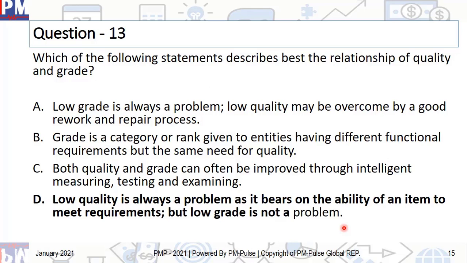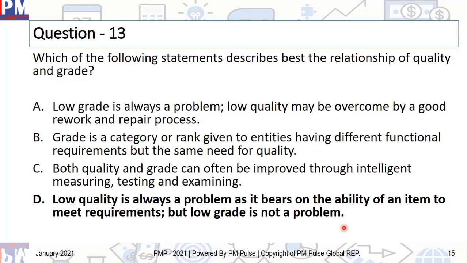You see, if you look at every other option, you'll realize that grade is just a different requirement. There's nothing wrong if you have a different grade. Low grade, high grade doesn't really make a difference, depending on which kind of requirements it contains. But quality, within the grade or whatever it is, means non-conformity to requirements or lack of fitness for use. That's a problem with quality. And therefore, low quality is always a problem, no matter what the grade is.